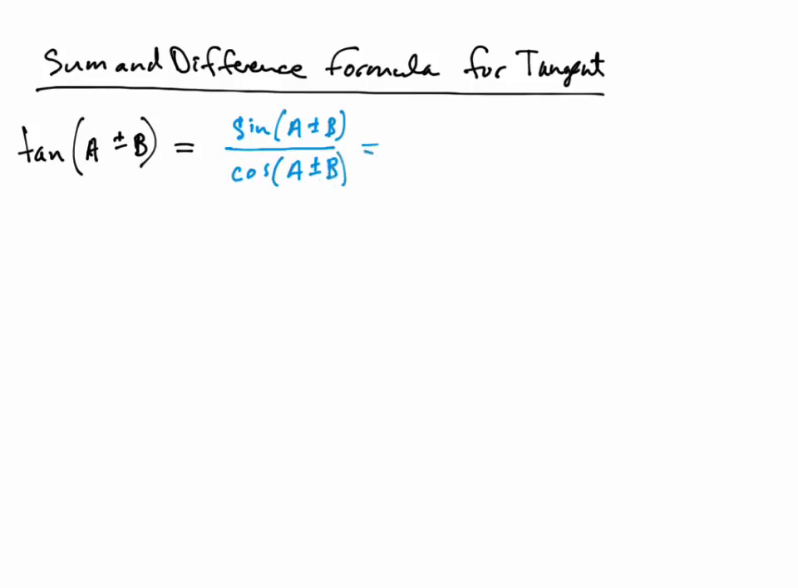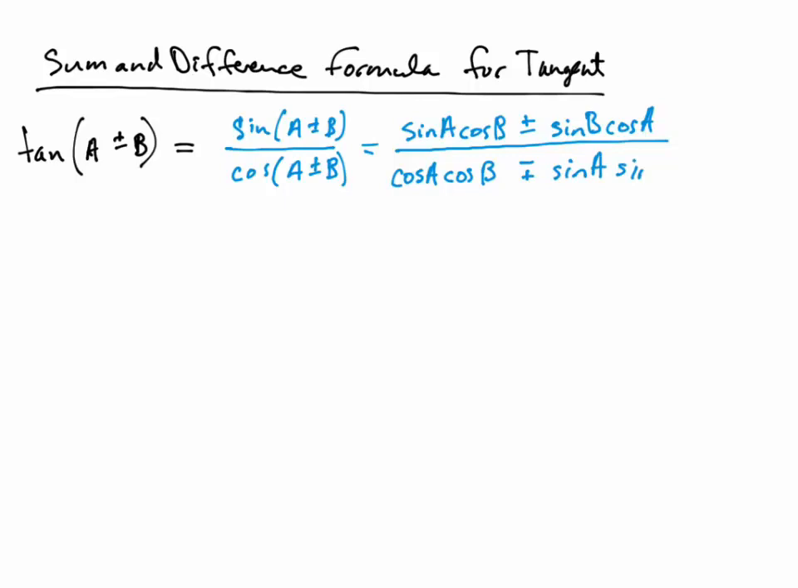And then in the numerator, this is just the sum or difference of sine. So we're going to say sine of the first, cosine of the second, keep the sign the same, sine of the second, cosine of the first, divided by cosine, which is going to be cosine of the first, cosine of the second. We reverse the sign, and then we have sine of the first, sine of the second.